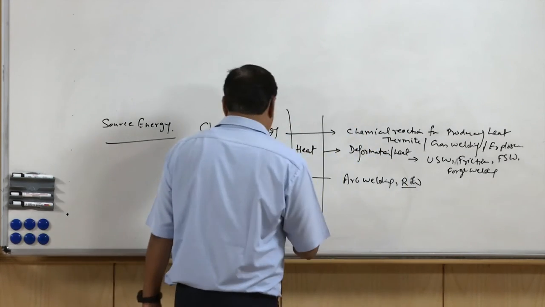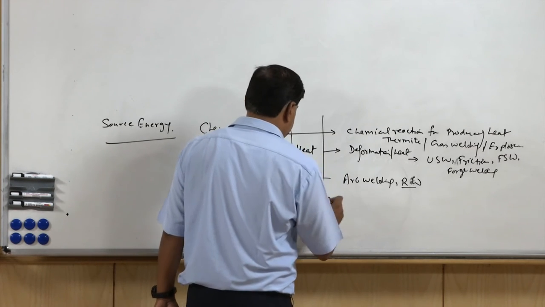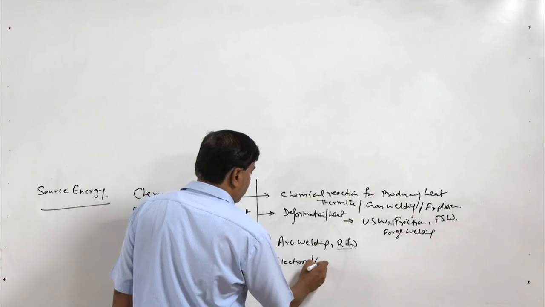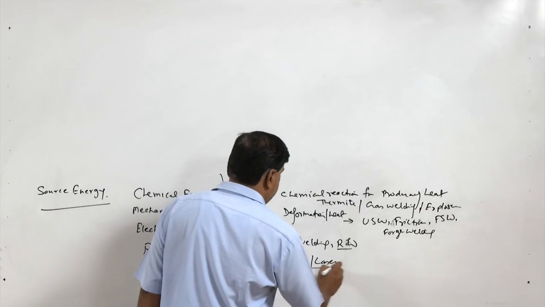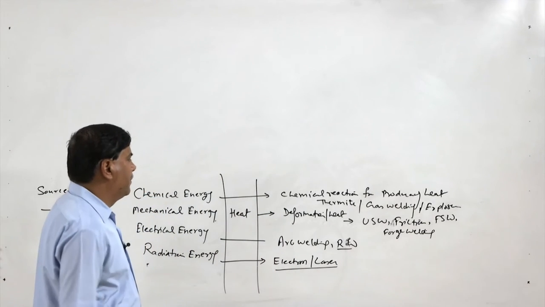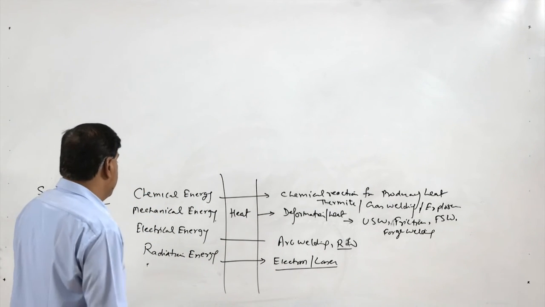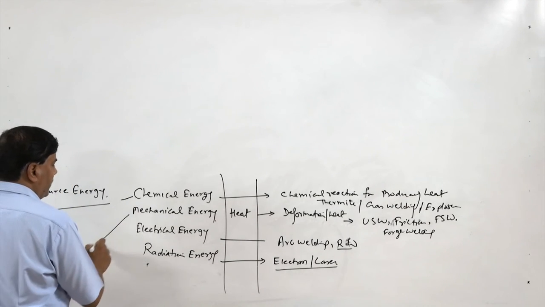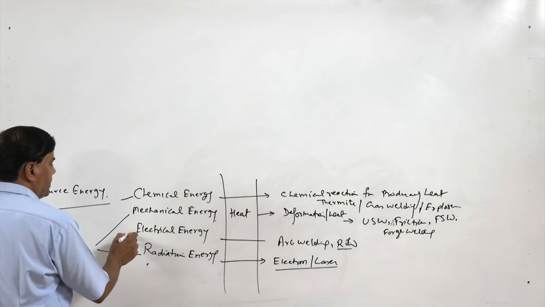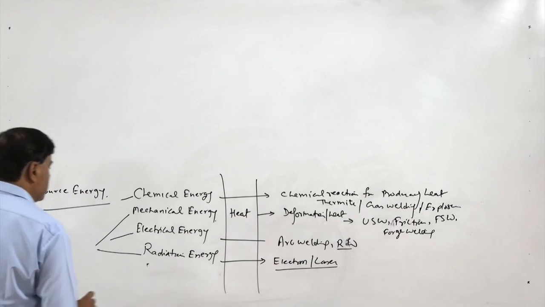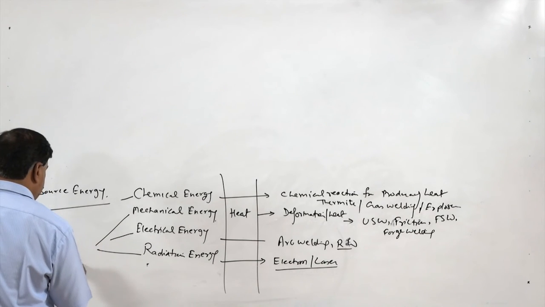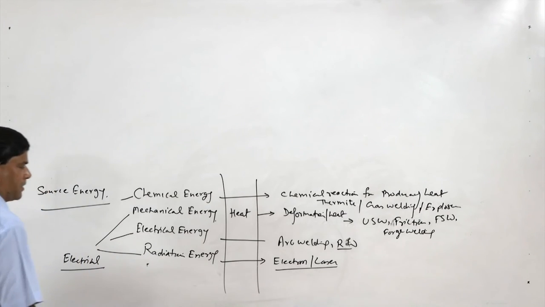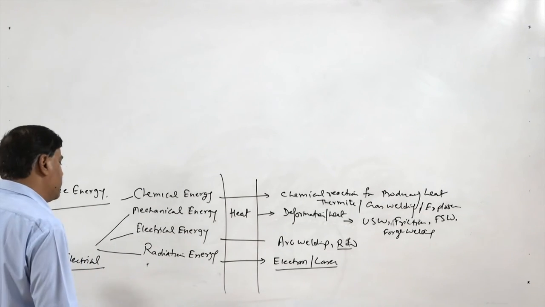And then the radiation based processes, where either an electron beam or a laser beam is used for generating the heat for the purpose of melting the faying surfaces. So, except for the chemical energy, all other forms of energy like radiation energy and electrical energy basically come from electrical energy. Electrical energy is converted into mechanical energy, or radiation energy is used in a controlled way for producing the heat, and used in different forms.